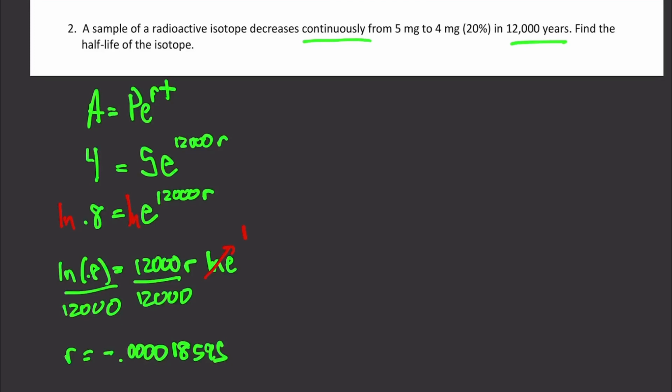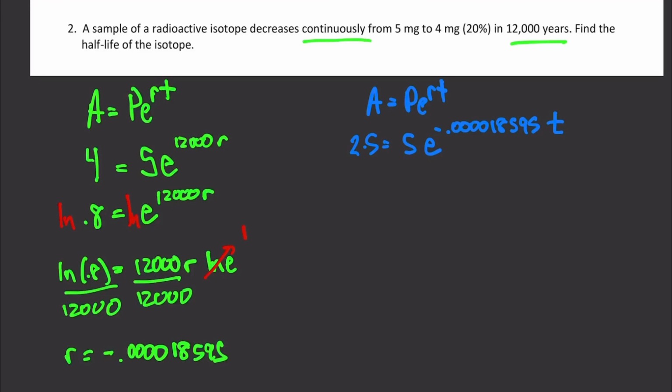So now I want to find the half-life. Well, let's use this formula again. Half-life means half of the substance is remaining. So if I start with this, half of that is 2.5. So I need to know to put 2.5 right here. That's going to be 5. E to the R, which is -0.00018,595. And I'm solving for T.